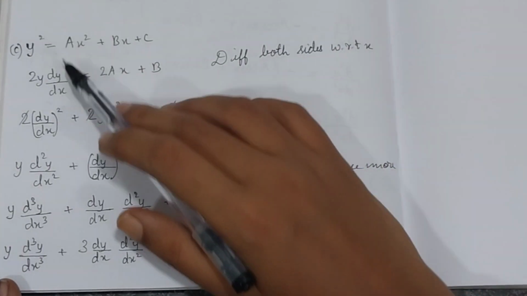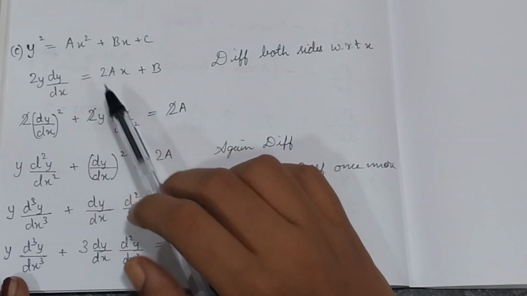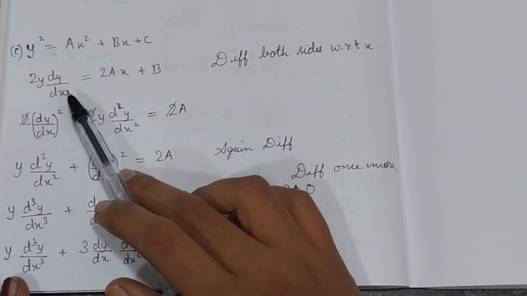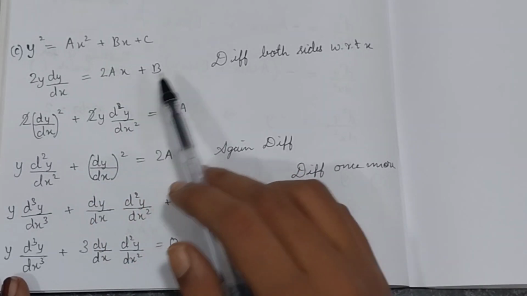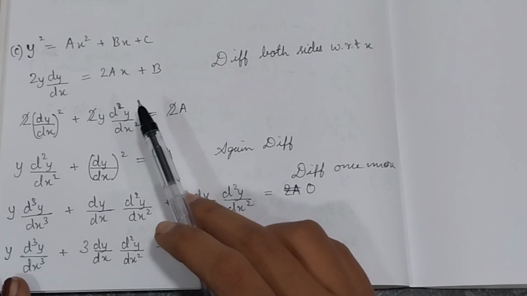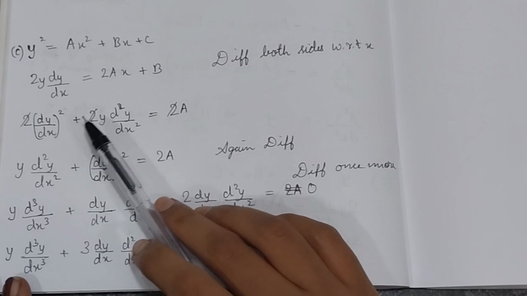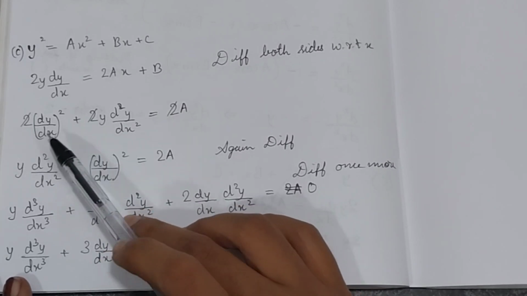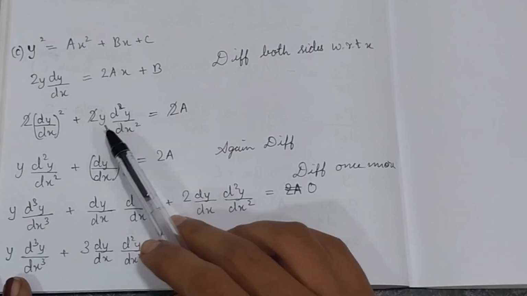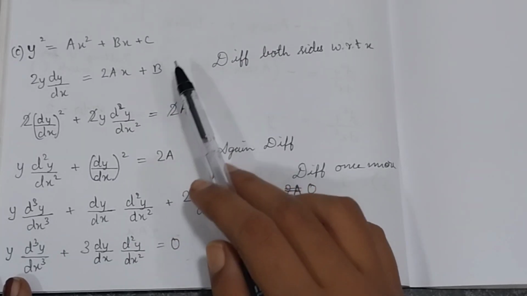Now the next question is y square is equal to ax square plus bx plus c. So first we will differentiate both sides with respect to x. We will get 2y dy by dx is equal to 2ax plus b. This constant c will go. Now again differentiating it both sides with respect to x, we will get 2 times dy by dx the whole square plus 2y d square y by dx square is equal to 2a. This constant b will go.